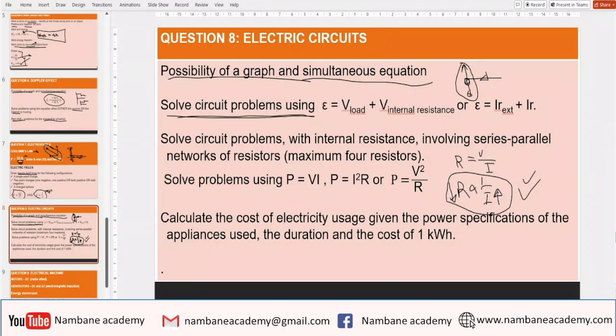Other than that, colleagues, please, let's ensure that even if we are applying the questions from textbooks and everywhere, the maximum number of resistors that we can have is only 4. The 4 can be all parallel, all series, or a parallel and series combination. That does not include the internal resistance. Internal resistance is standing alone. So a maximum of 4 means on the external circuit.